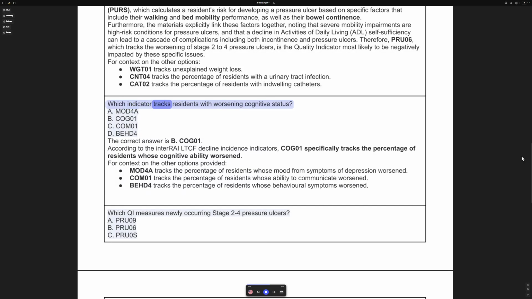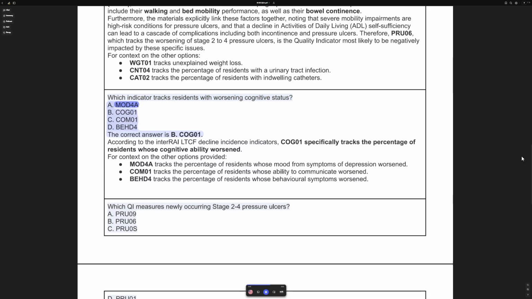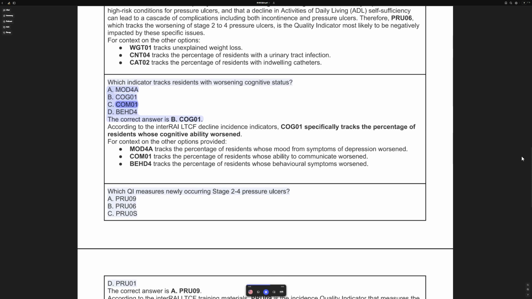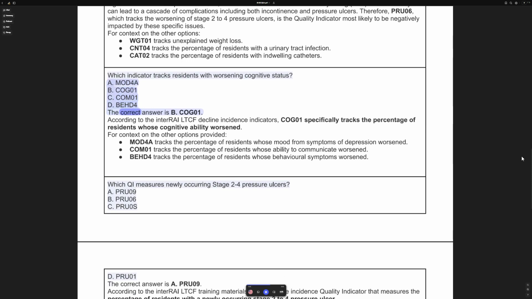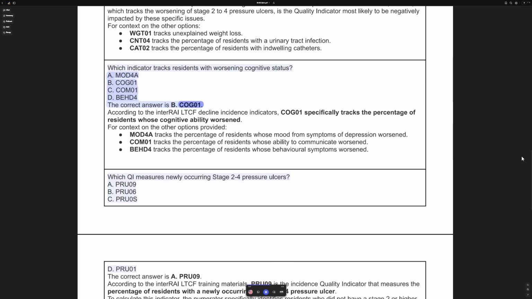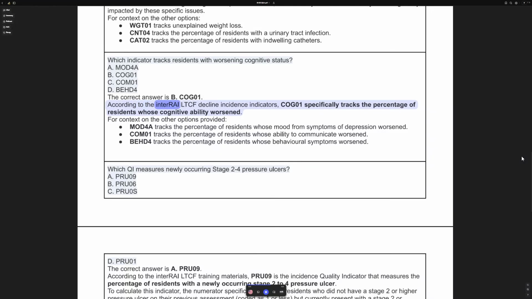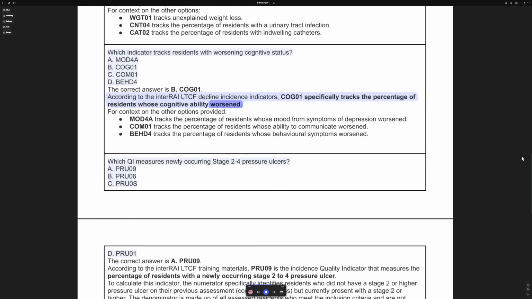Which indicator tracks residents with worsening cognitive status? A. MOD4A B. COG01 C. COM01 D. BEHD4. The correct answer is B, COG01. According to the Inter-RAI LTCF decline incidence indicators, COG01 specifically tracks the percentage of residents whose cognitive ability worsened.